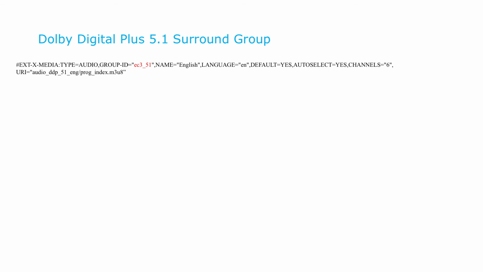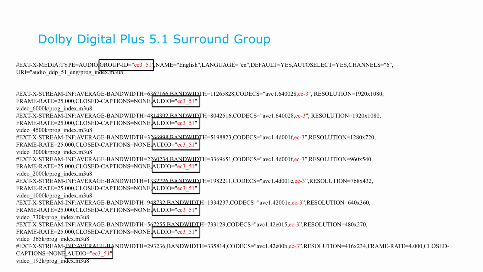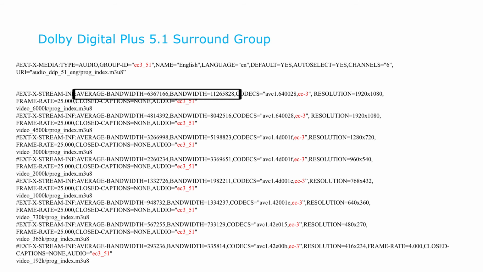Here's the EXT-Media tag for the Dolby Digital Plus 5.1 surround group and the associated media grouping defined by the EXT-Media tag. They are tied together by the group ID. Note that the bandwidth and average bandwidth will change for each rendition group. For the figures listed in this rendition group, you need to add the average bandwidth for the video files and the average bandwidth from the Dolby Digital Plus 5.1 surround audio files. The audio values will obviously change for each rendition.